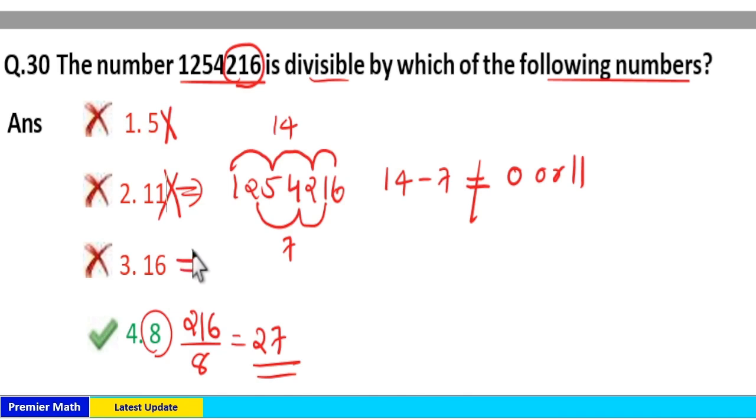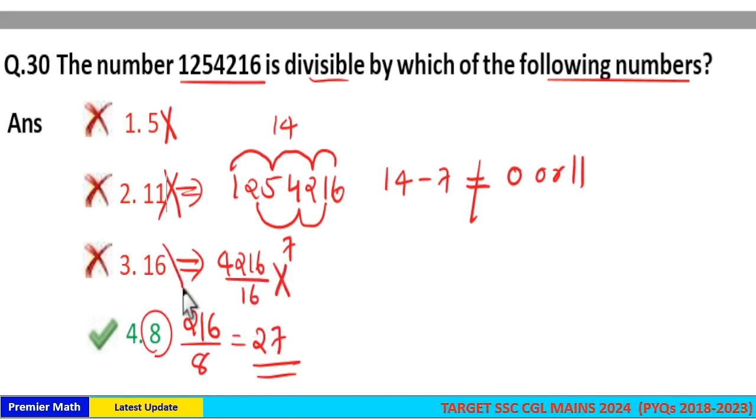Now, if you want to check the divisibility rule of 16, if a number is divisible by 16, its last 4 digits should be divisible by 16, because this number is greater than a 4-digit number. Now, check whether 4216 is divisible by 16 or not. But this number is not divisible by 16 as well. So, this is also cancelled.